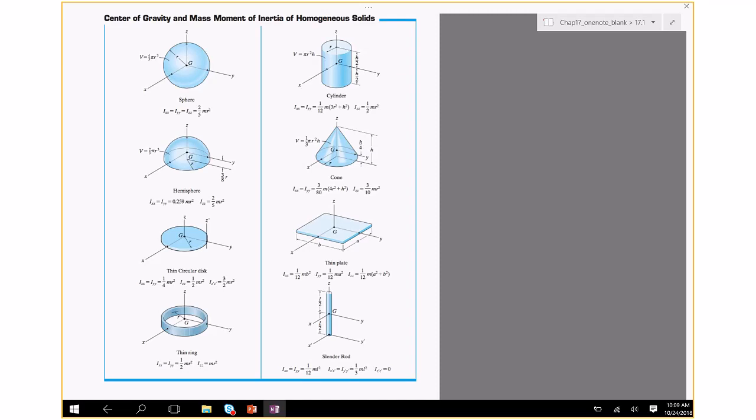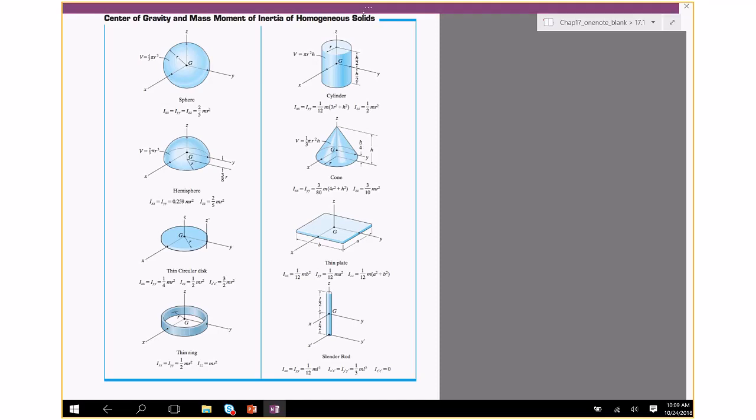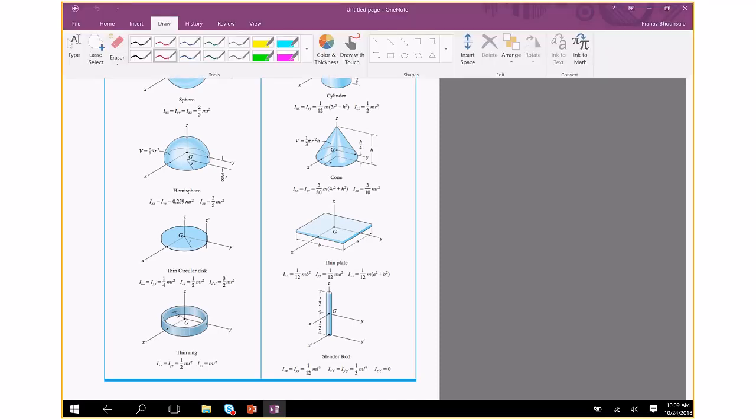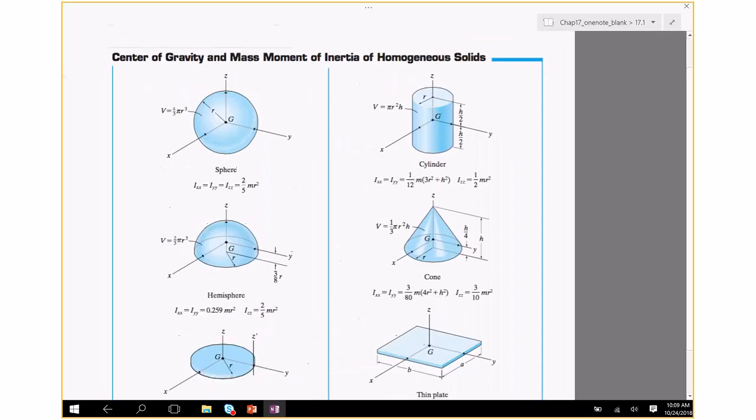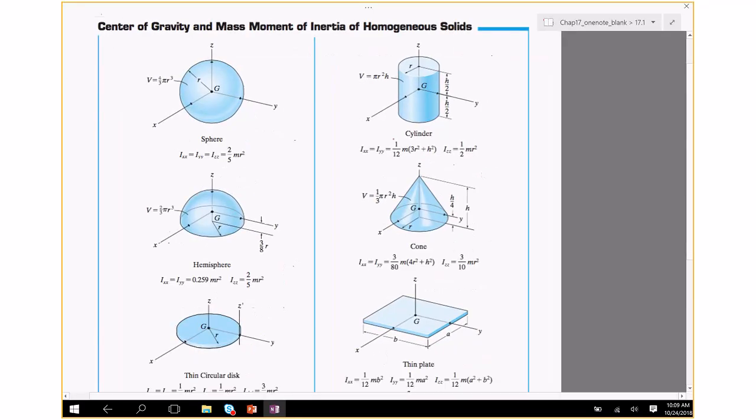Okay, so all these 8 cases are some common geometry. All of these assume that the mass distribution is uniform. The most important ones, and you're not expected to remember the formulas for any of these because I will actually give that to you in the problem. Okay, so let's look at one of them carefully. Let's look at the cylinder.